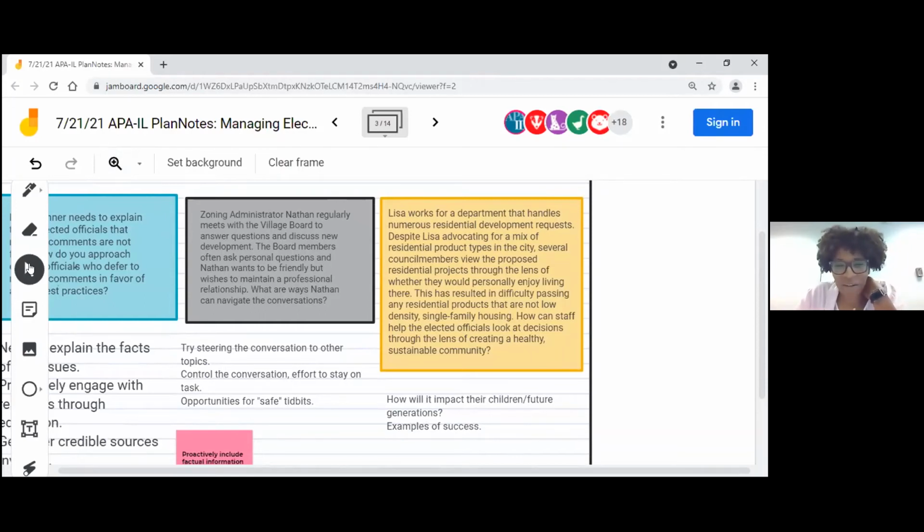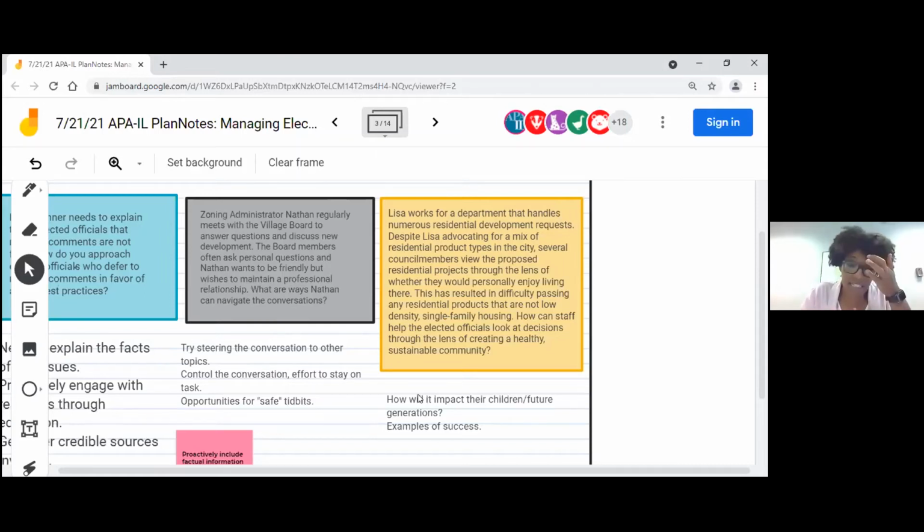I get this. So this is a tough one. How can you help your elected officials look at decisions, or in our case, appointed officials, which is our plan commission that tore this applicant to shreds based on resident comments and concerns? How can you get officials to look at decisions through the lens of creating a healthy, sustainable community?